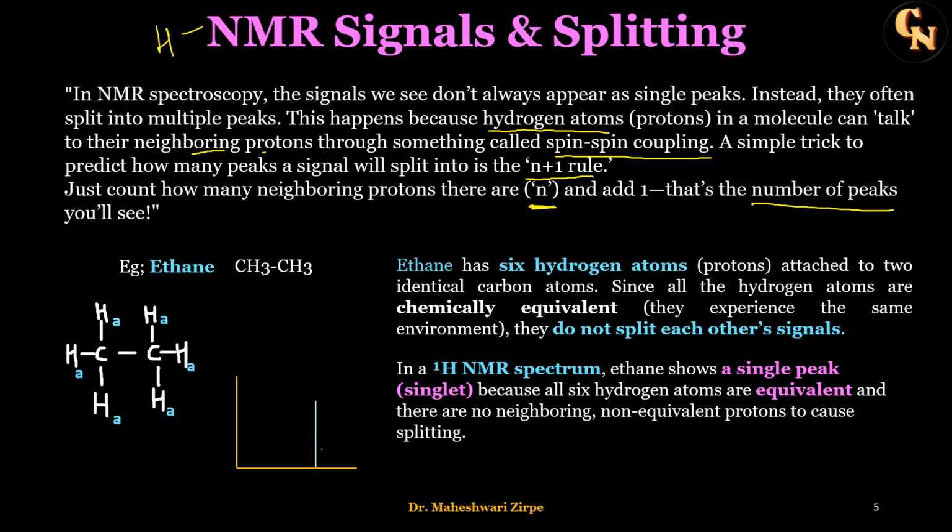So it is so simple. Suppose you are talking about one proton, and for this proton you have to see how many neighboring protons are present. Suppose there are 3 protons in the neighboring, then it will be 3 plus 1. So the formula says it is n plus 1. So 3 plus 1 means 4. So in one signal you will find 4 peaks. Okay, so let us see it with an example so that this concept becomes more clear.